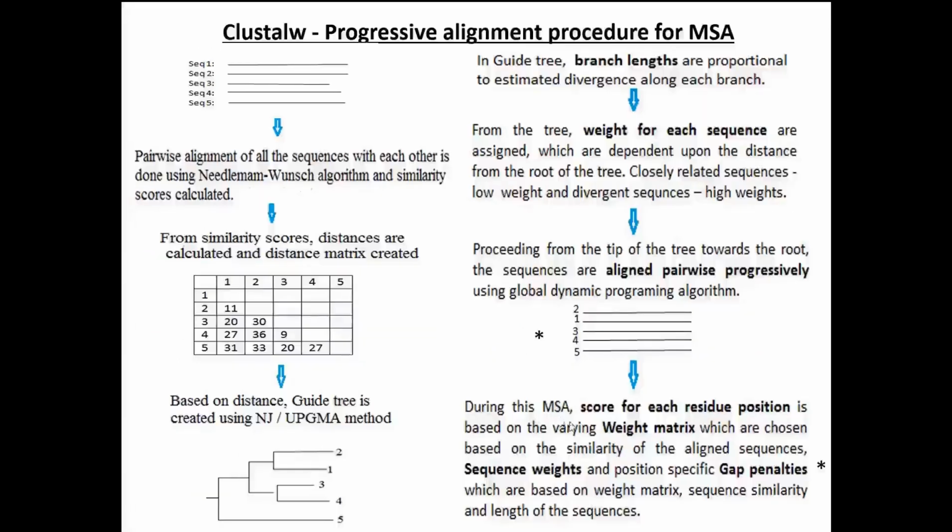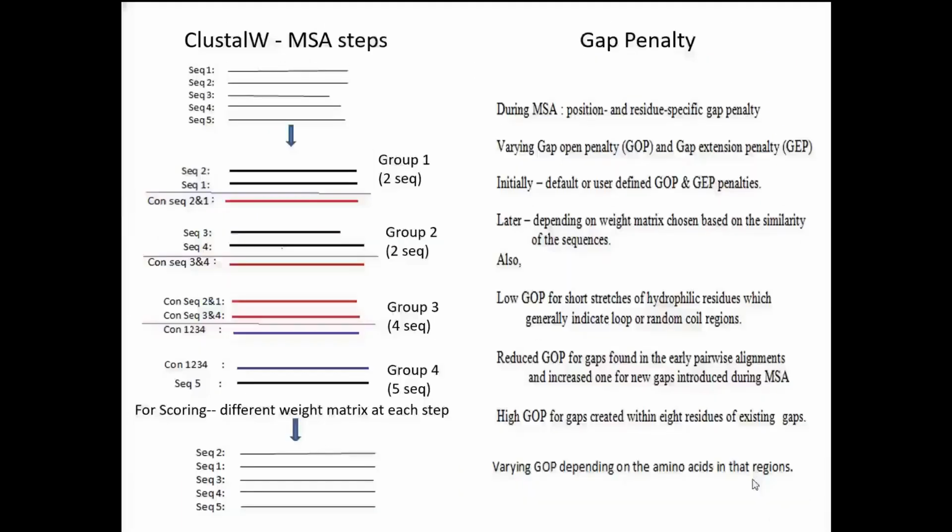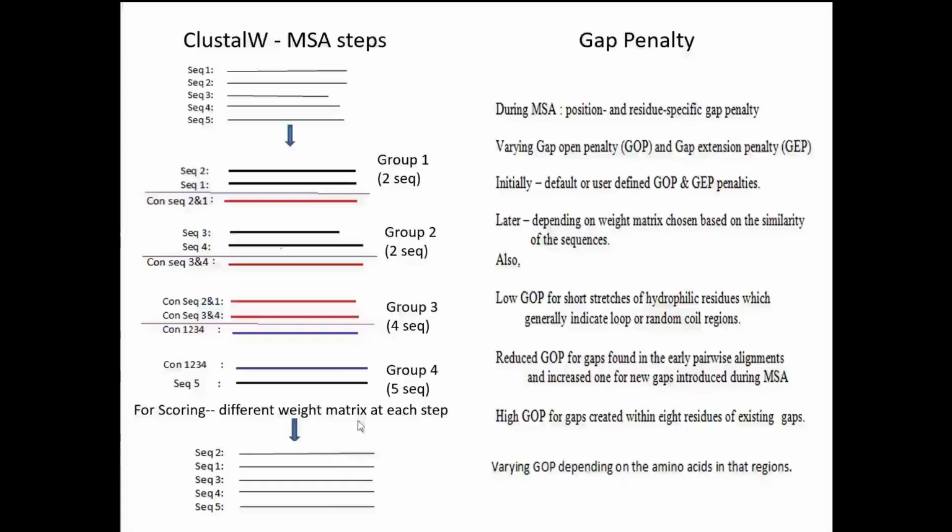So during this MSA, the score for each residue position is calculated based on the weight matrix, the sequence weights given to them, and different gap penalties used. Now let's see in detail about gap penalties. During this MSA, position and residue specific gap penalties are used. Varying gap open penalty and gap extension penalty are used here. Let's see about that here.